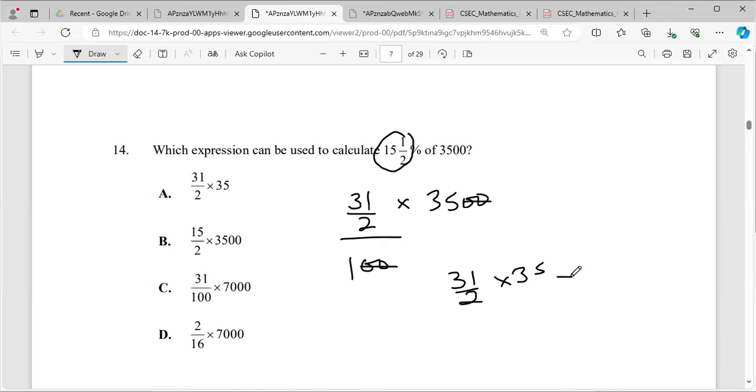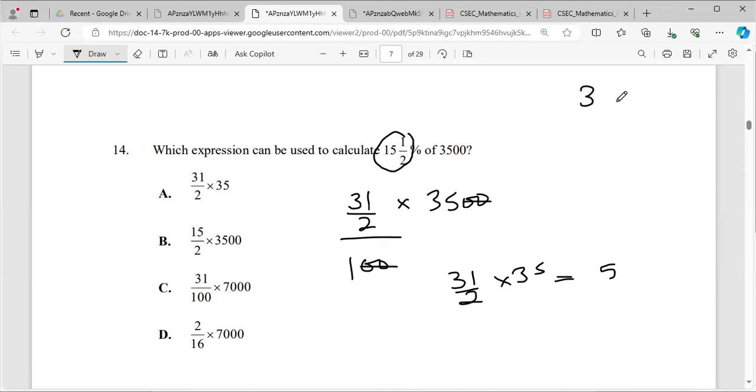What we can do is actually work out the number, right? So we can multiply 31 by 35 and see what the answer is and then divide it by 2. We could do that and test it to see if it can give us back the 15%. Let me show you guys this step.